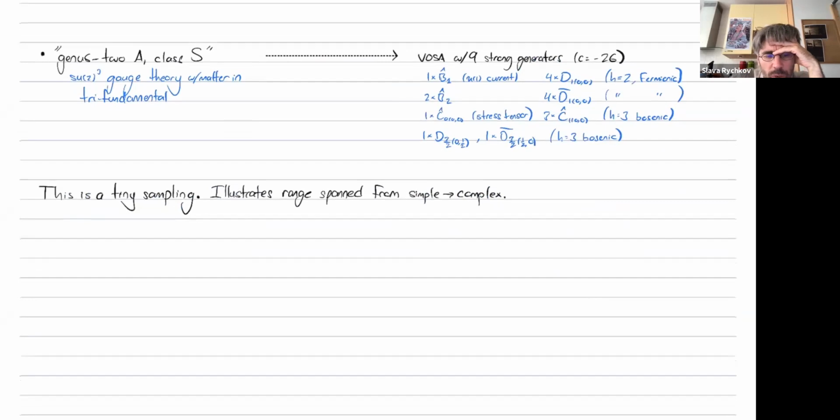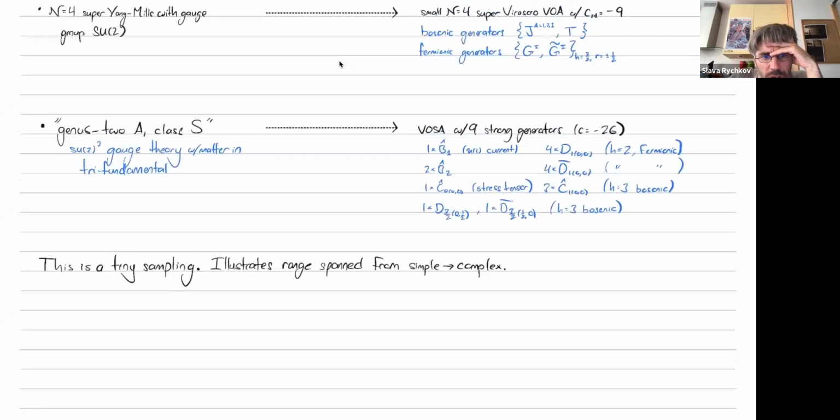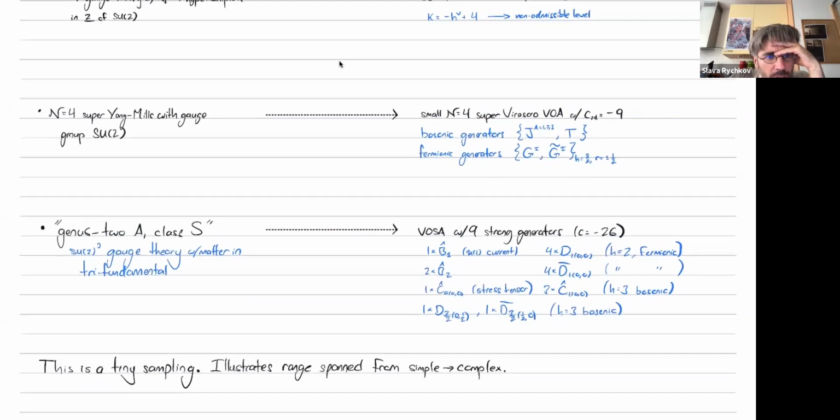I'm sorry, Chris, but can we go back to the N=4 example? So you have gauge group SU(2). Yeah, why SU(2)? Why? Yeah, I'm a bit confused. Should there be also some? I don't know. This super Virasoro. Does it have a modular space? This vertex algebra on the right.